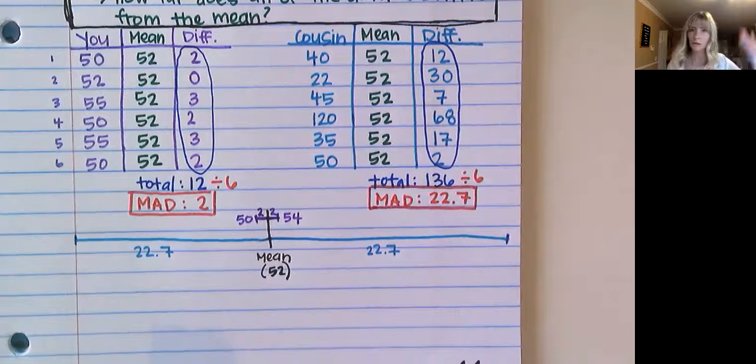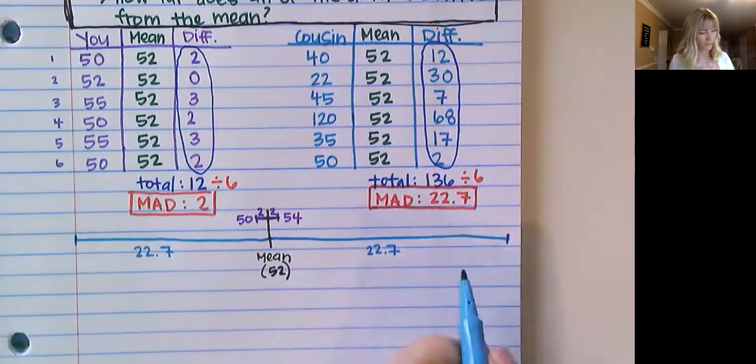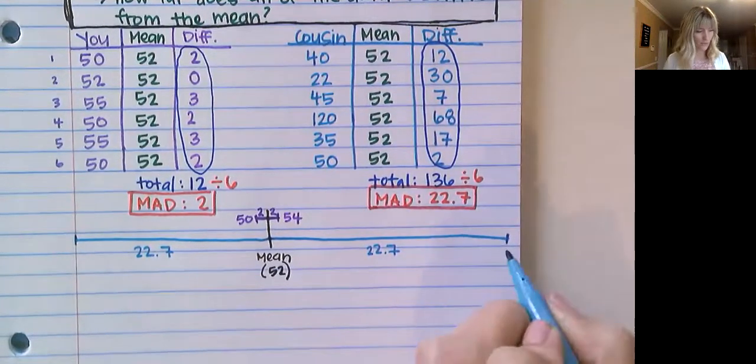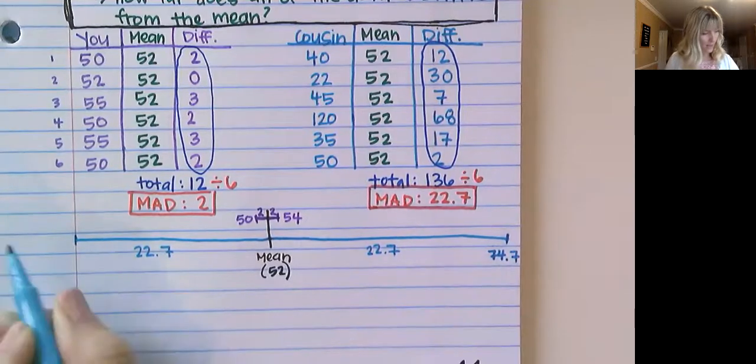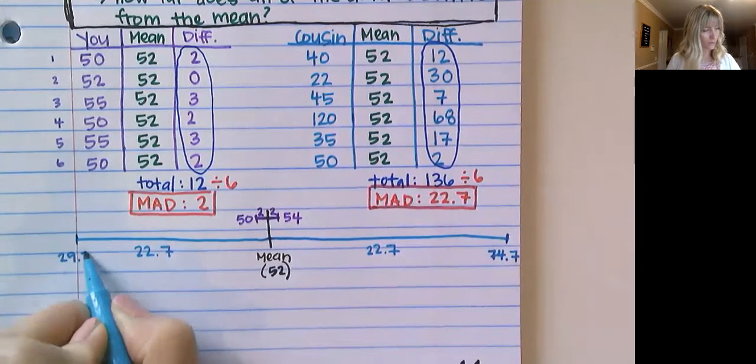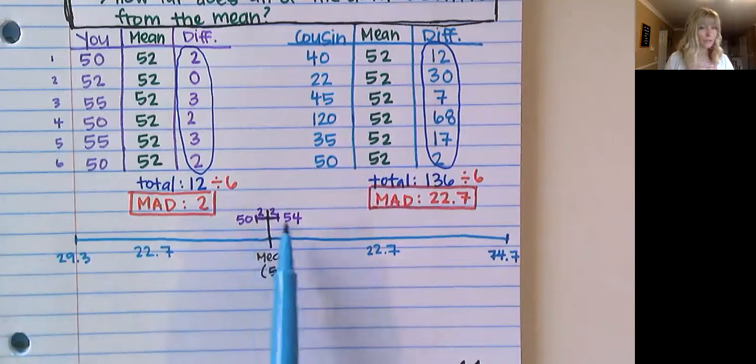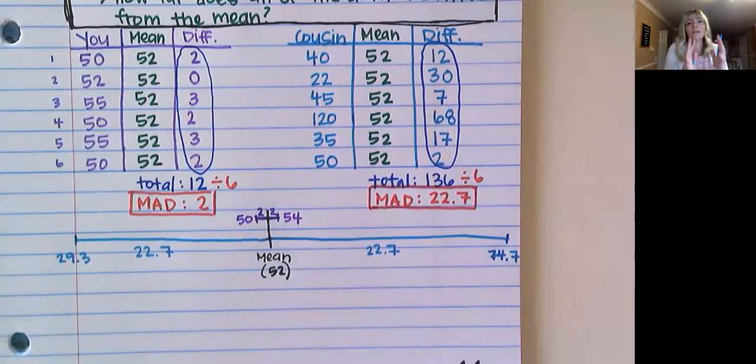Your cousin was all over the place in their savings. Sometimes they're like, oh, I only have like 20 bucks this month. And then other months they're like, I have $122. They were all over the place. So your cousin's goes maybe somewhere between 74.7 and 29.3. So your data was way less spread out.